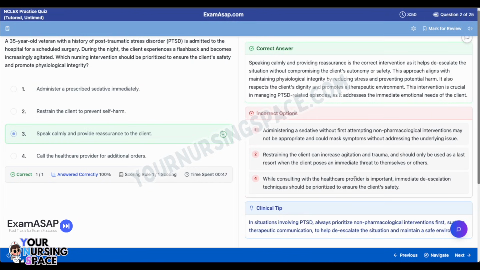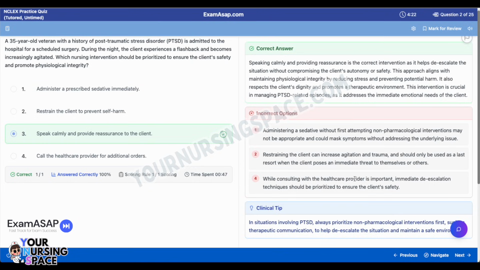Distractor rationales. A. Administering a sedative without first attempting non-pharmacological interventions may not be appropriate and could mask symptoms without addressing the underlying issue. B. Restraining the client can increase agitation and trauma and should only be used as a last resort when the client poses an immediate threat to themselves or others. D. While consulting with the healthcare provider is important, immediate de-escalation techniques should be prioritized to ensure the client's safety.